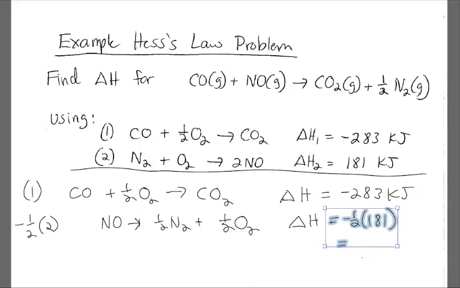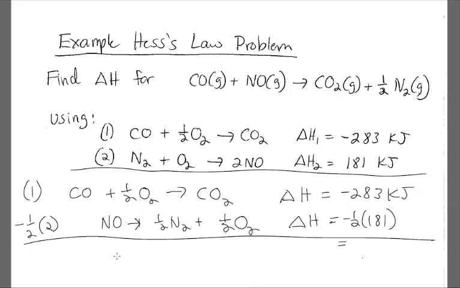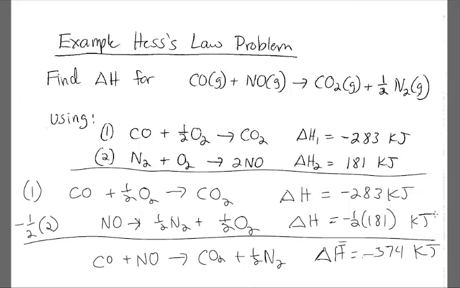Okay, and then we can add these two reactions up, and when we do and cancel things, you'll find that you get exactly the reaction written above. The half oxygen on the product side cancels with the half oxygen on the reactant side, and you get the reactants you want. Okay, so then the delta H for that overall process is going to be the sum of these things, which is negative 374 kilojoules, and this was kilojoules.